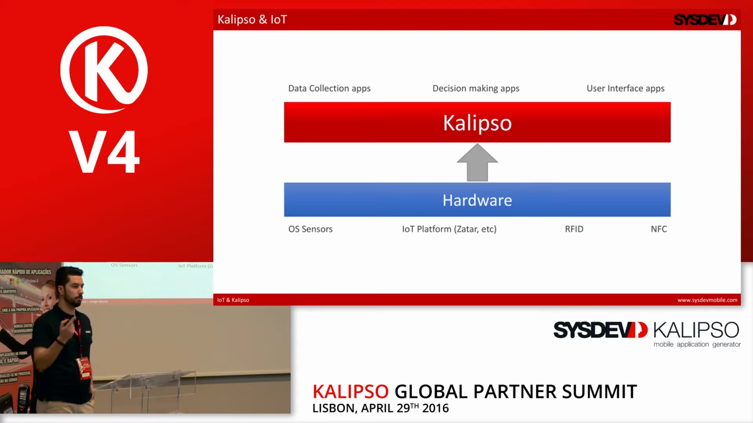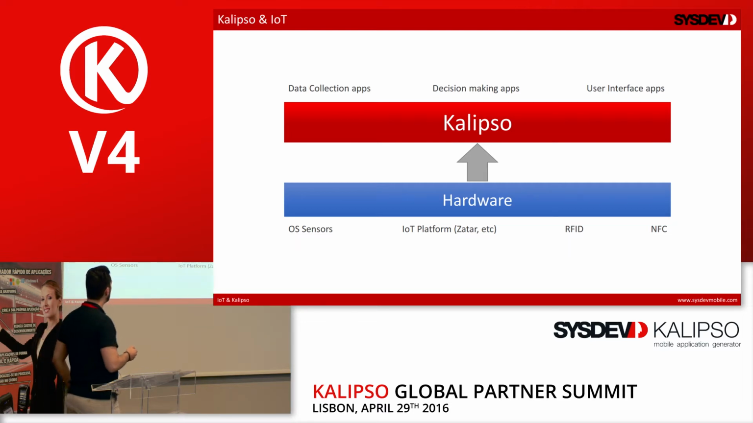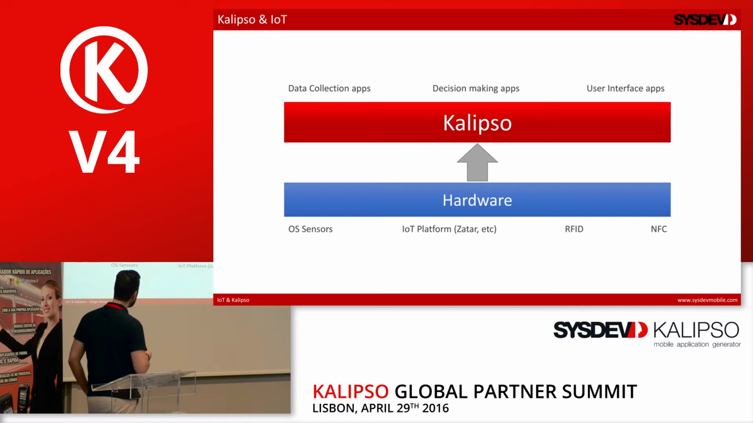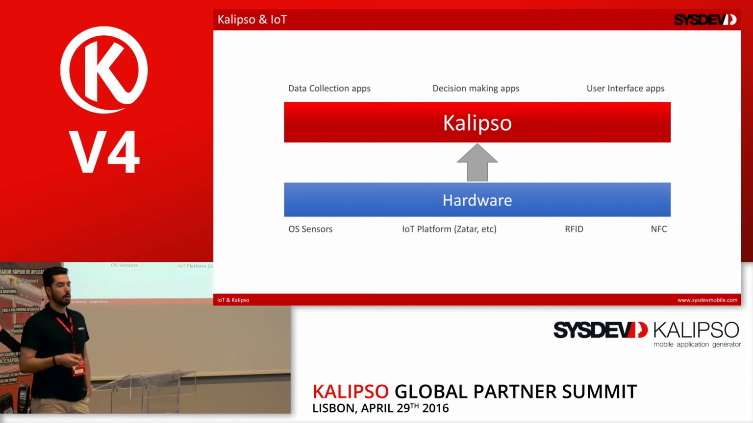Okay, 10 cars, 20 cars, 13 cars, et cetera, et cetera. So getting data from the sensors. And then you have the decision-making apps. The decision-making apps are applications that will react to the data, right?